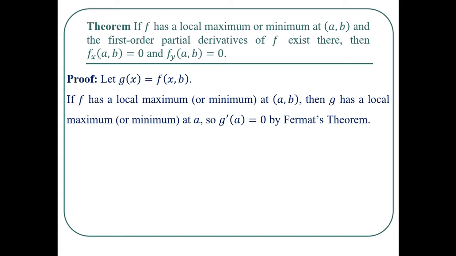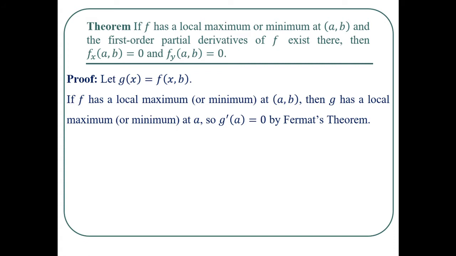g of x, to have a local maximum or minimum at x is equal to a, g dash a is equal to 0. Okay, so g has a local maximum or minimum at a implies g dash a is equal to 0.